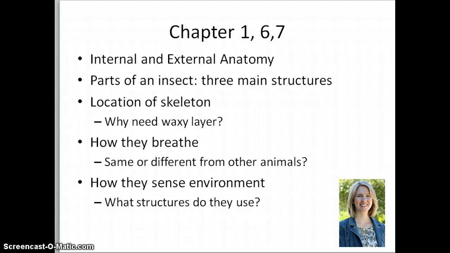From reading chapters 6 and 7 of the textbook, you now know the internal and external anatomy of insects. You can also describe the three main structures of an insect's body, where the location of their skeleton is, why they need a waxy layer. You can also describe how they breathe and if that is the same or different from other animals. You can also describe how they sense their environment and what structures they use to do so.